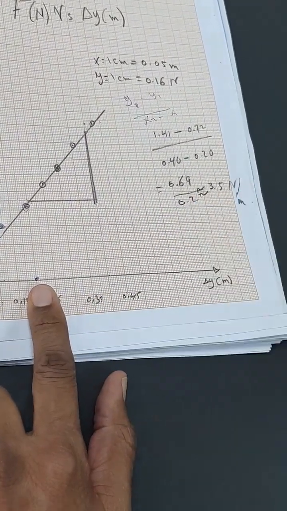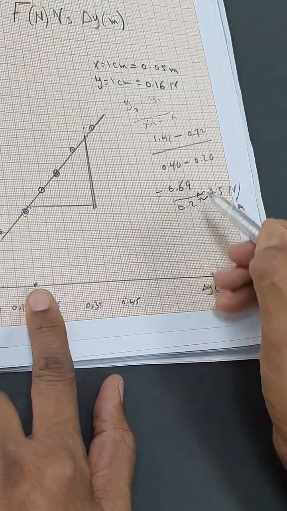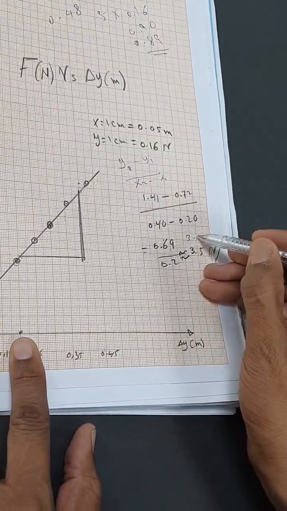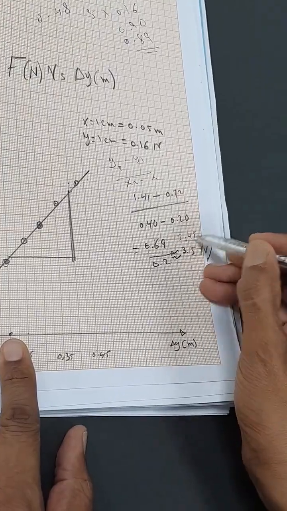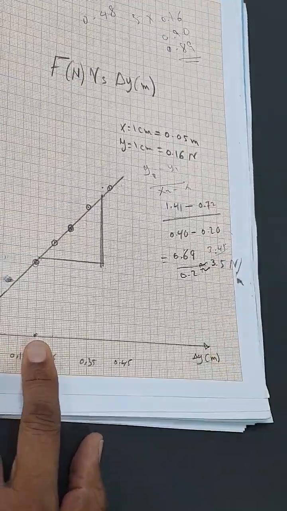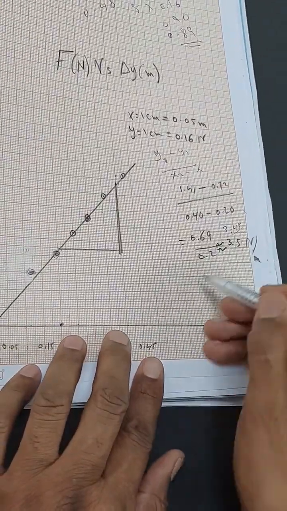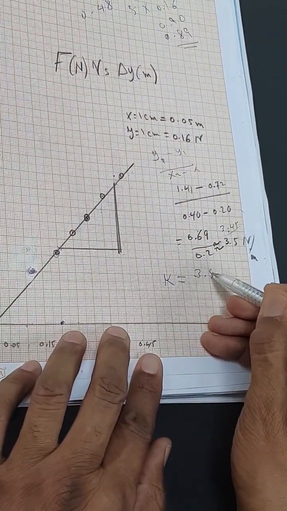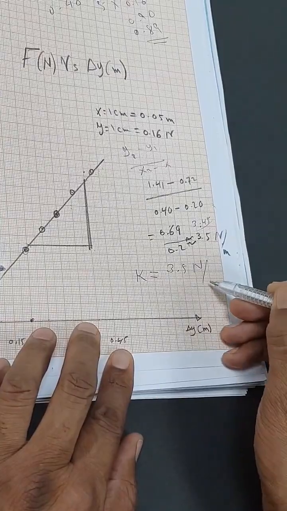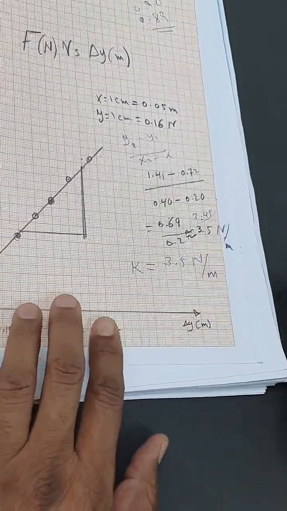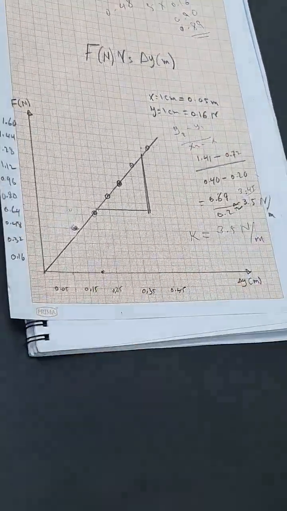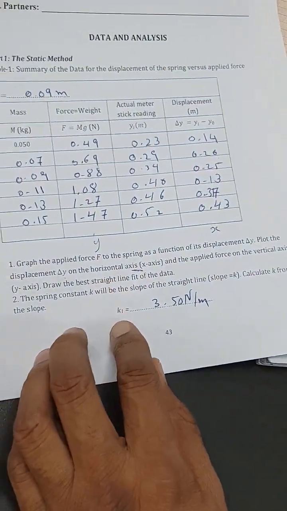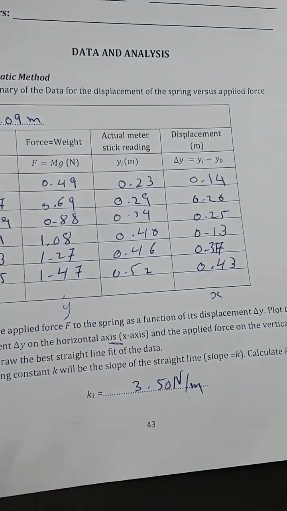So 0.4 minus 0.2, it becomes 0.69 over 0.2, approximately 3.5, because it is 3.45. So it has become 3.5, and this is the slope. So K is equal to 3.5 newtons per meter. We can write it here. This is the value of K of the spring. This is the end.